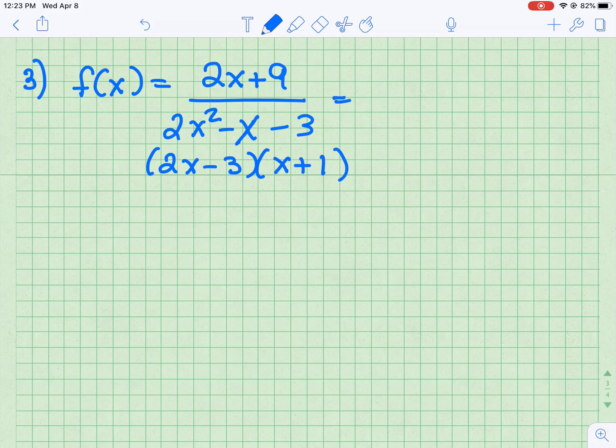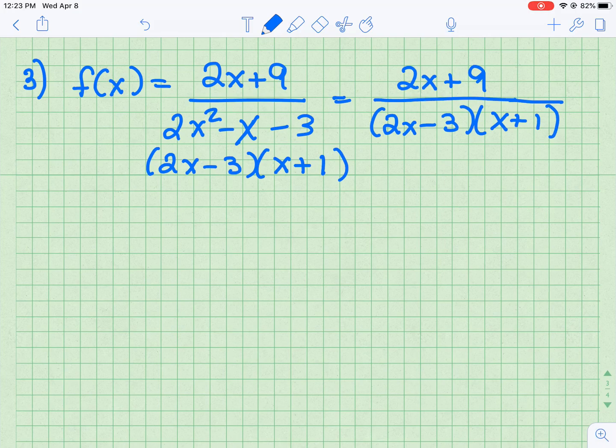So what we have then is 2x plus 9 over 2x minus 3 times x plus 1. And we need it in factored form so we can figure out our asymptotes. All right. So when I first did this, I was like, okay, this doesn't make any sense.